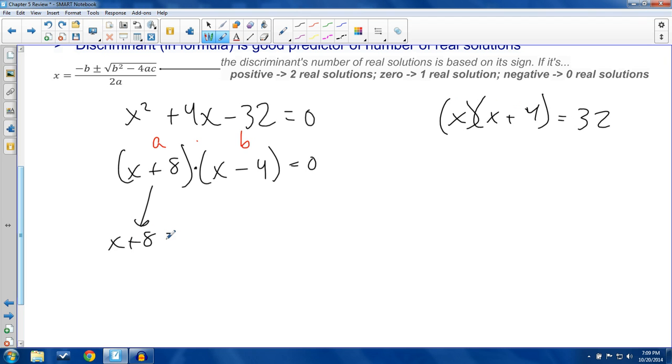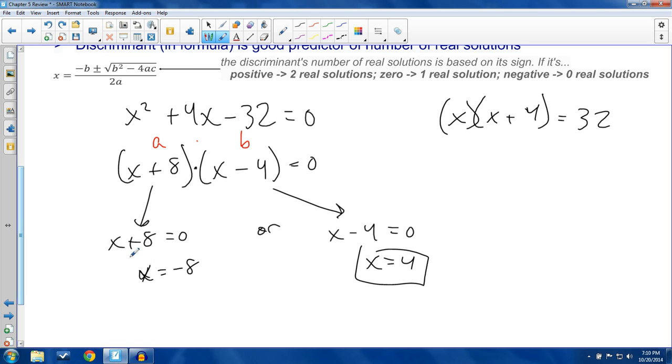So either x plus 8 equals 0, or x minus 4 equals 0. And if x plus 8 equals 0, then x would be equal to negative 8. And if x minus 4 equals 0, then x would be equal to 4. So here are 2 solutions. And remember how we said that there are instances where this comes up where you have 2 solutions.